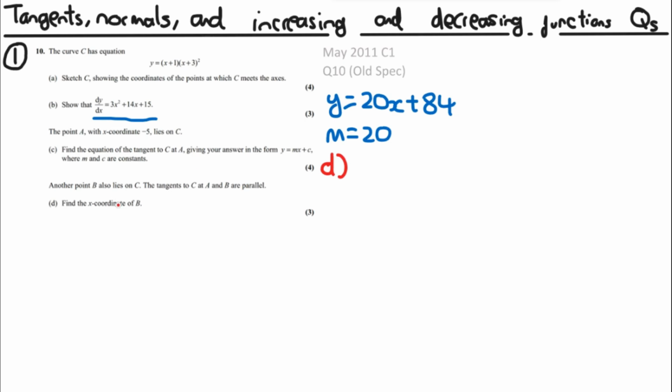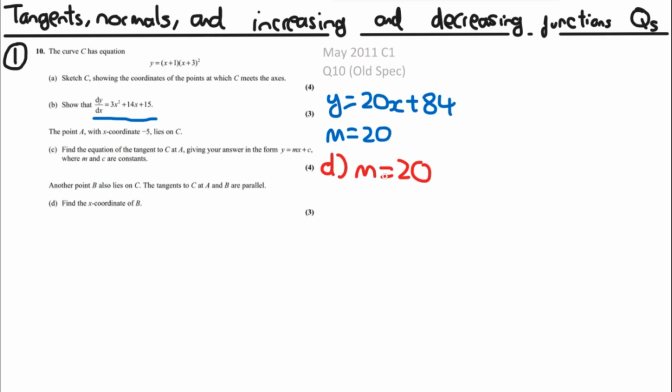So for part D, we're told that we have another point B that lies on the curve, and that the tangent to the curve at A, which is the point that we did before, and this new point are parallel. So if the two tangents are parallel, that means that they have the same gradient. So that means the gradient of this new tangent at this new point is also going to be equal to 20, which was the gradient of the tangent before.